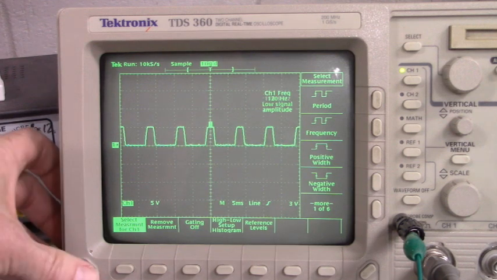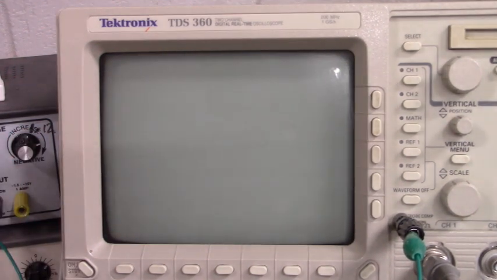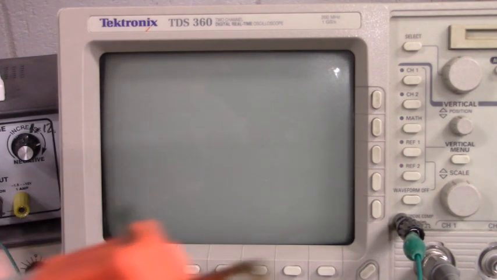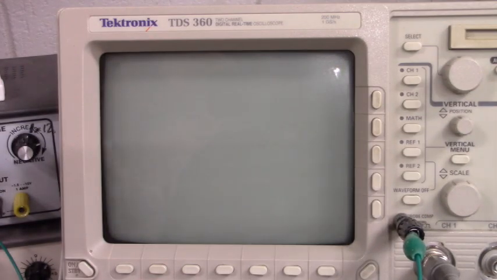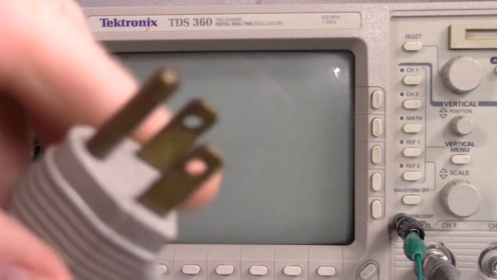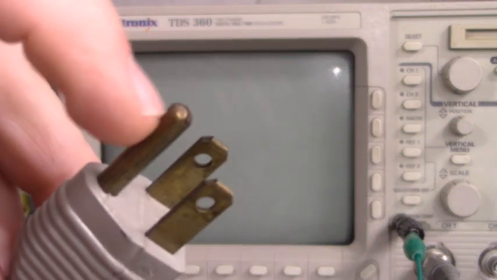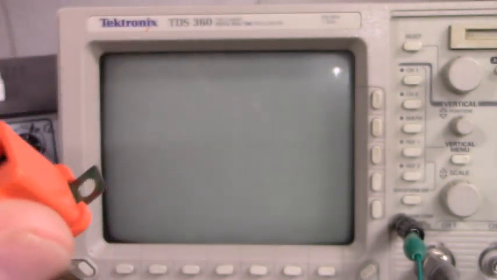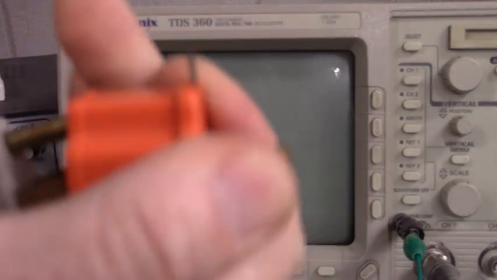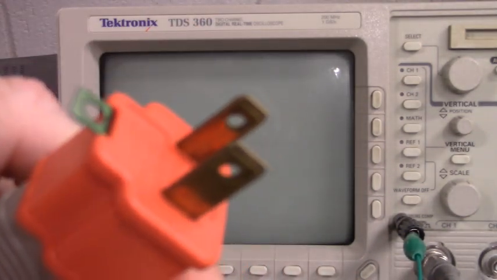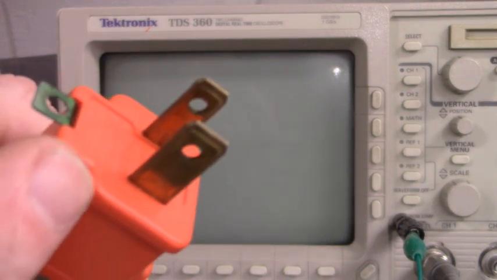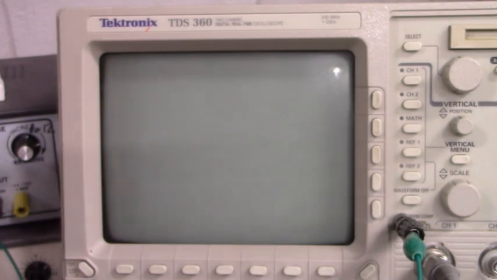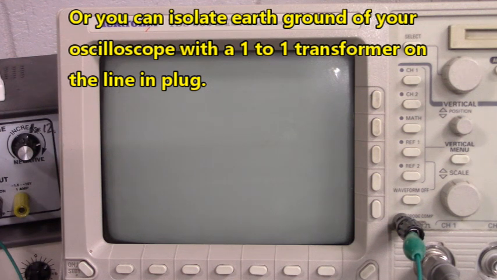I'm going to turn this off. But you can go down to your hardware store and get one of these plugs. Let me take this off if I can. Okay, right there is the earth ground prong. And what this does is disconnect that earth ground prong from your oscilloscope. Or you can use a 1-to-1 transformer. A 1-to-1 transformer would work just as well.